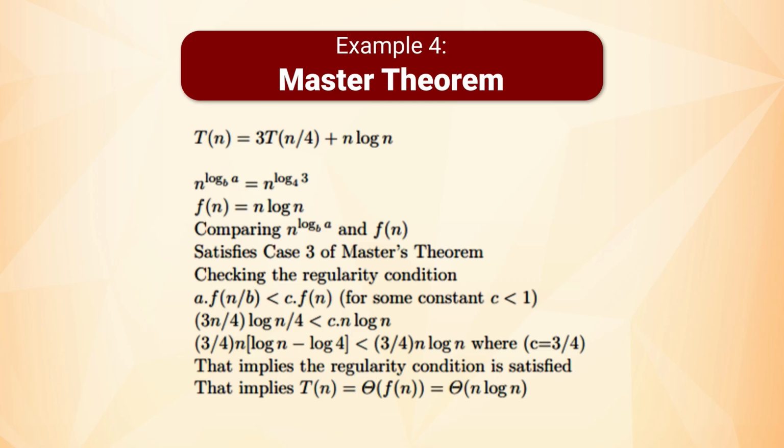So, if we compare f n with the n log a base b, so n to the power log 3 base 4 is the smaller value, and f n have a greater value, that is n log n. So, n log n will be the final result, because we take the average value, theta means average value. So, n log n will be the answer.